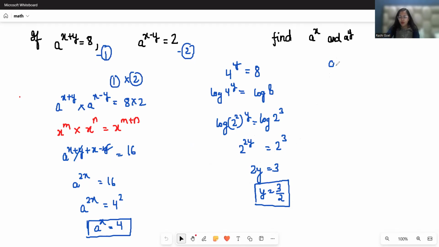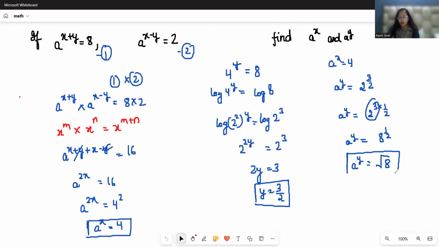Now a power x is equal to 4, and for a power y, if we write, a is 2. So 2 power 3 by 2 is equal to 2 power 3 times 1 by 2. So a power y is equal to 2 cube, that is 8 power 1 by 2. So a power y is equal to square root of 8. This is the value of a power x and this is the value of a power y.